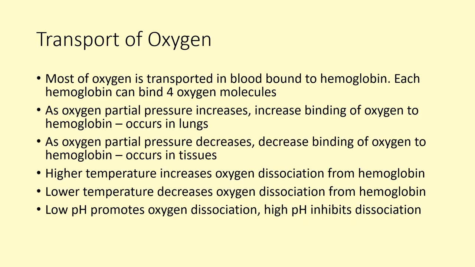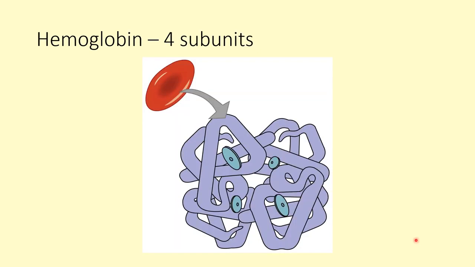Higher temperature increases oxygen dissociation from hemoglobin, releasing it. Lower temperature decreases, so more of the oxygen remains bound to the hemoglobin at low temperature. pH is going to have a role too. Lower pH, so an acidic pH, is going to promote oxygen dissociation, oxygen coming off of the hemoglobin. A higher pH, the oxygen is going to remain bound to the hemoglobin. The hemoglobin has 4 subunits. It has the heme group, which has iron in it. So each one of these can bind an oxygen.